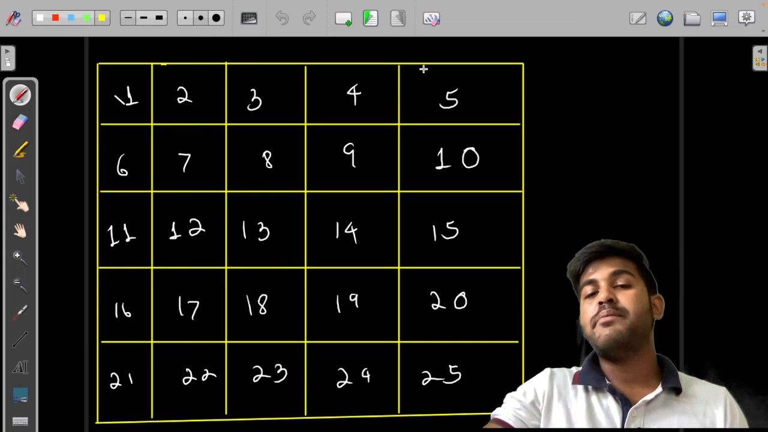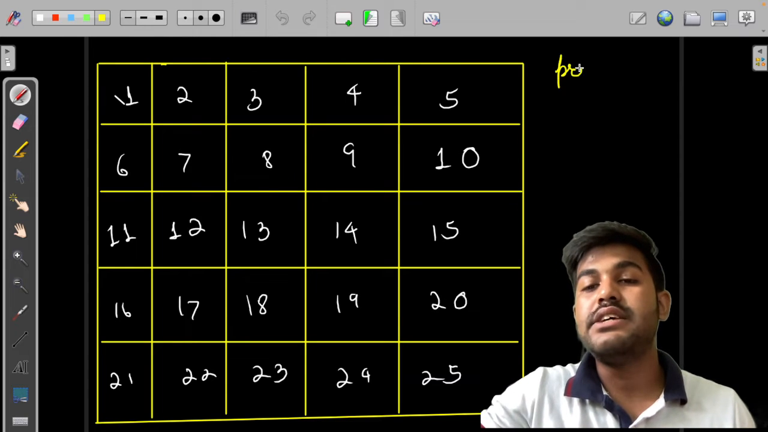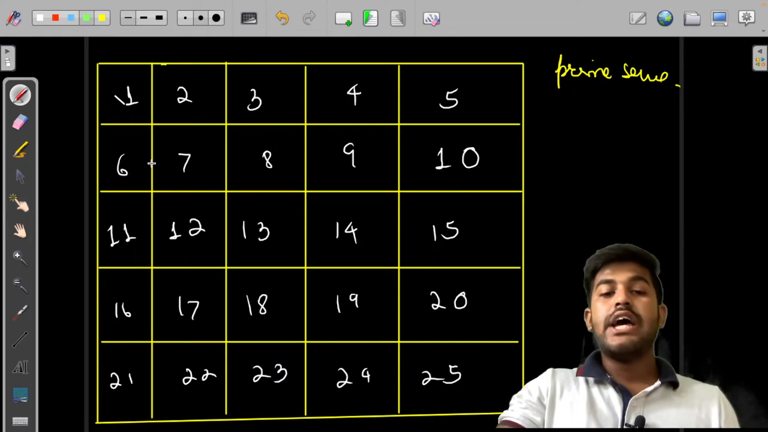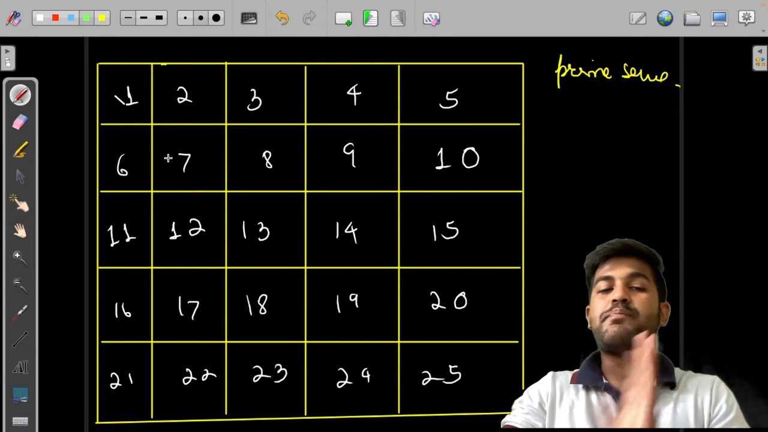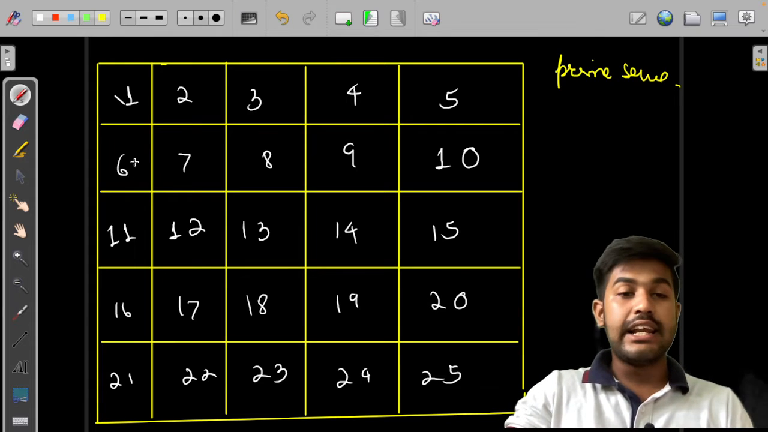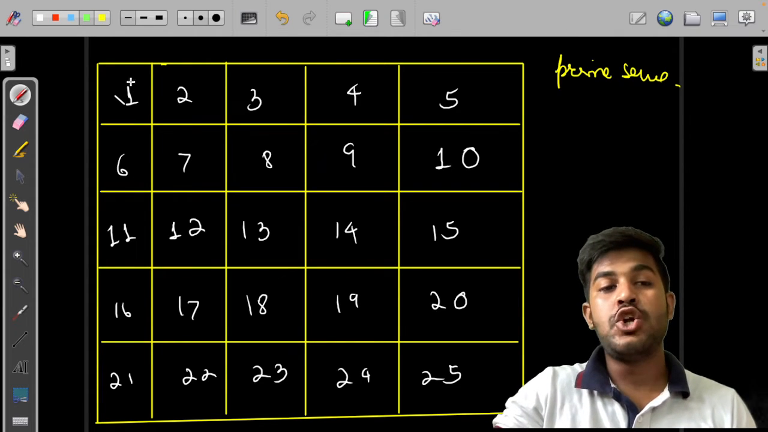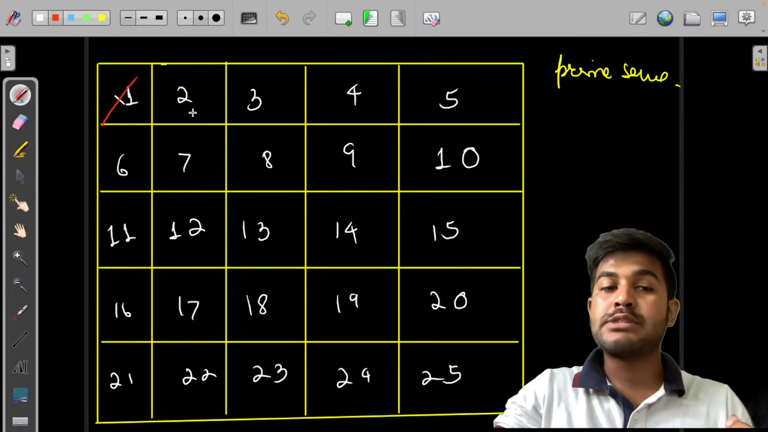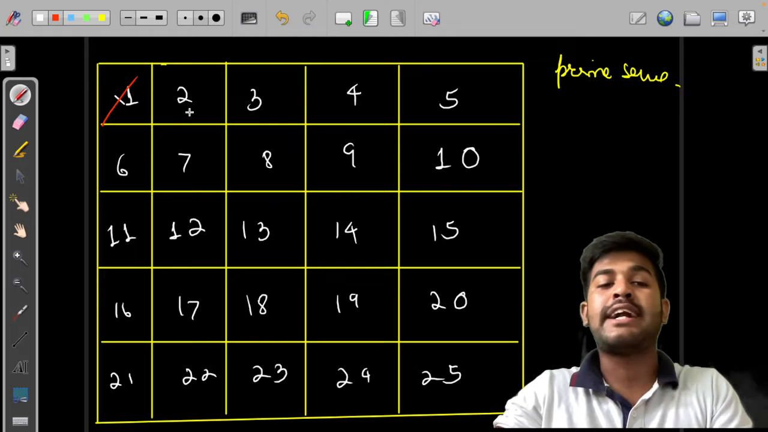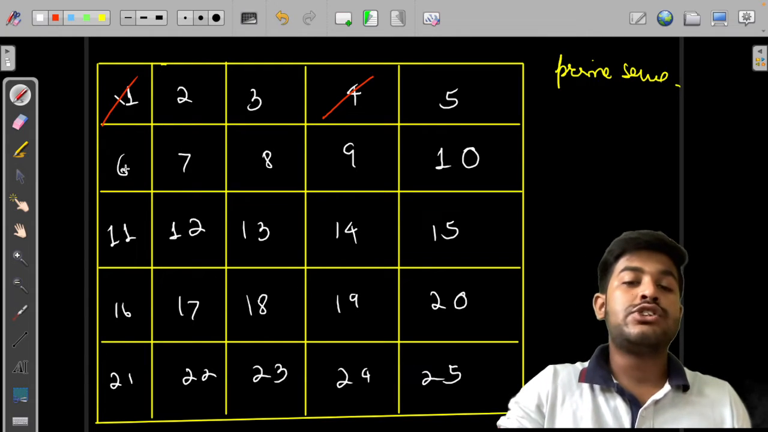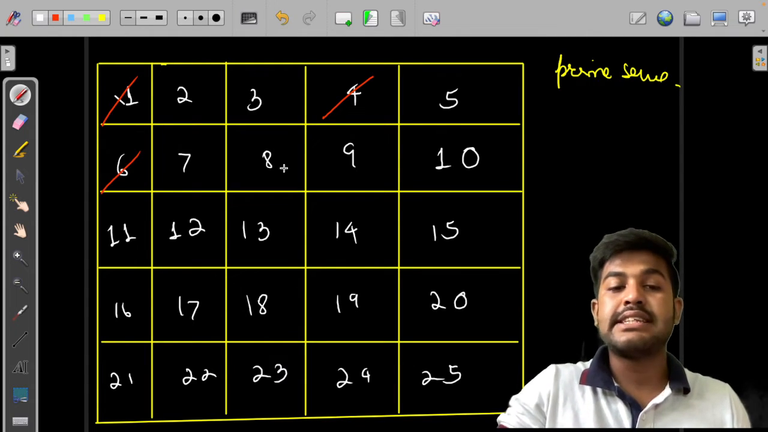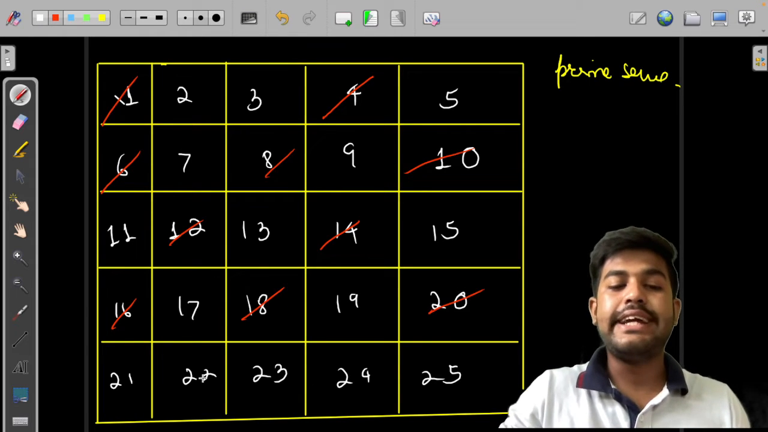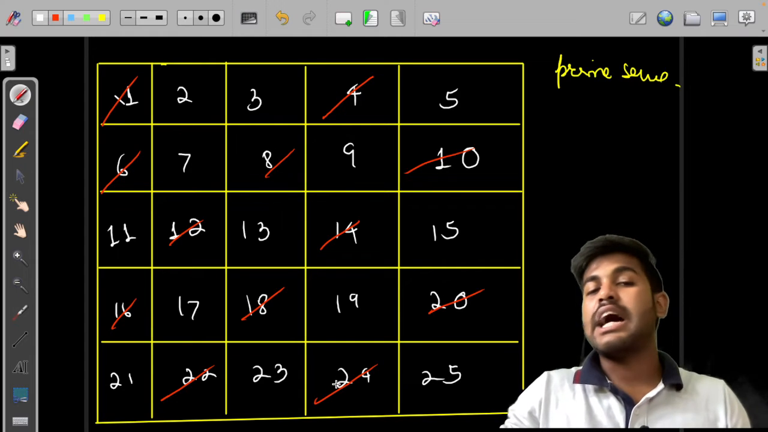Now let us see a method that is known as prime sieve. In prime sieve, what we do is we declare every number as prime, and then we explicitly declare the number 1 as not prime. Then we come to 2. 2 is still prime till this point, so all the multiples of 2 would be marked as composite numbers. So 4 is marked composite, 6, 8, 10, 12, 14, 16, 18, 20, 22, 24. All these are composite numbers.